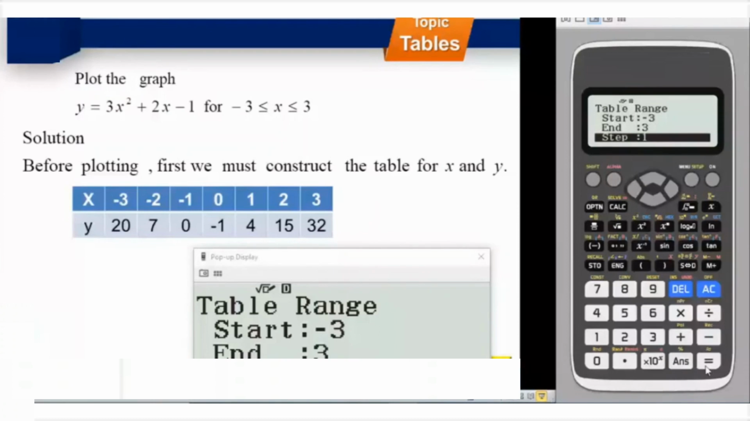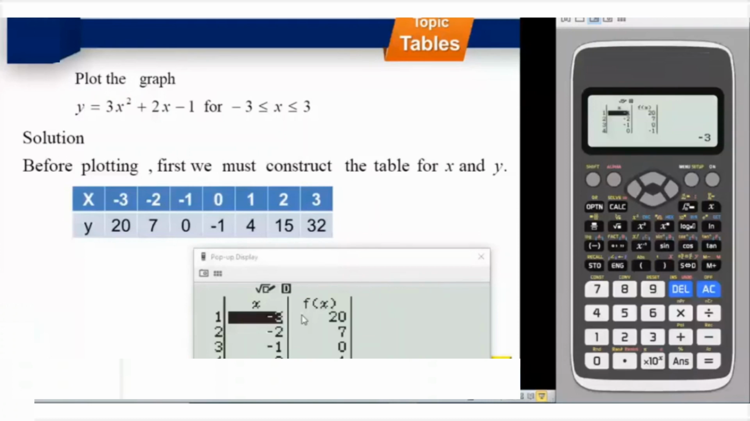-3 has a corresponding value of 20. -2 has a corresponding value of 7. -1 has a corresponding value of 0. 0 has a corresponding value of -1. I will scroll down. 1 has a corresponding value of 4. 2 has a corresponding value of 15. And 3 has a corresponding value of 32. I hope this is clear to all of you. I hope everyone has now understood how to draw a table.